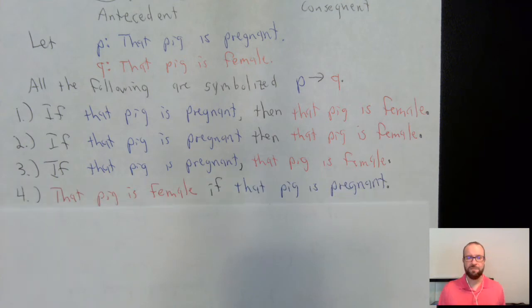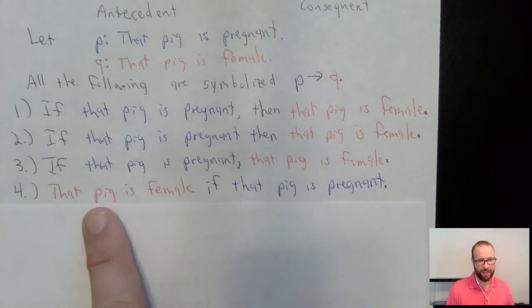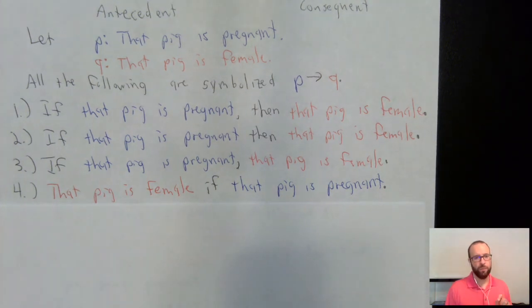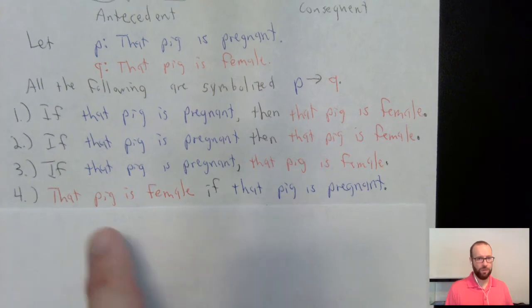Okay, that pig is female if that pig is pregnant. This is a slightly different way to arrange our statement, but it still means the same thing. It still means if that pig is pregnant, then that pig is female. So you've got to watch out when you're symbolizing. The word if here comes before the antecedent. So it should be first. This would be the first thing, the arrow, and then this.